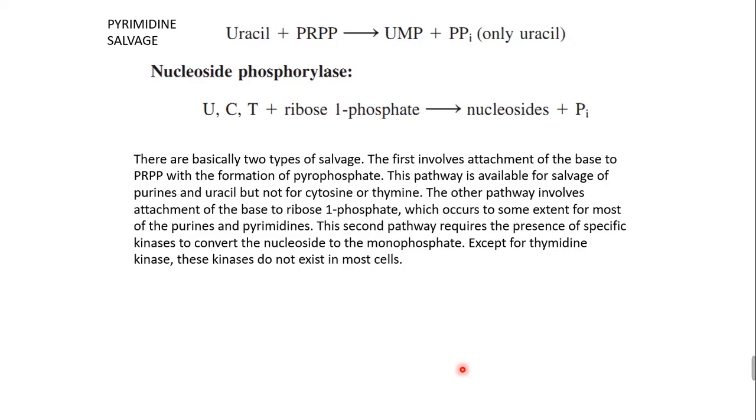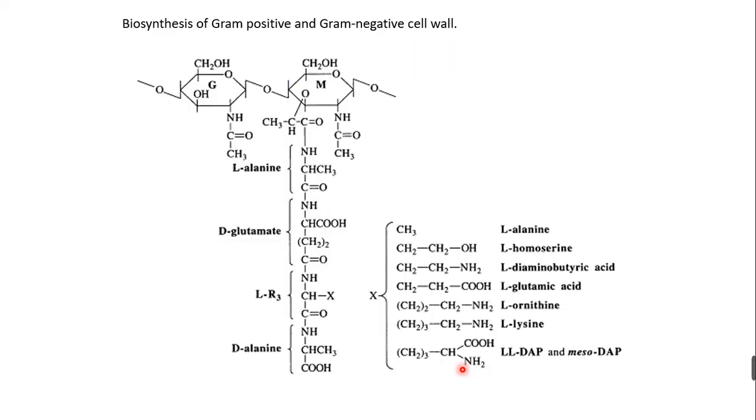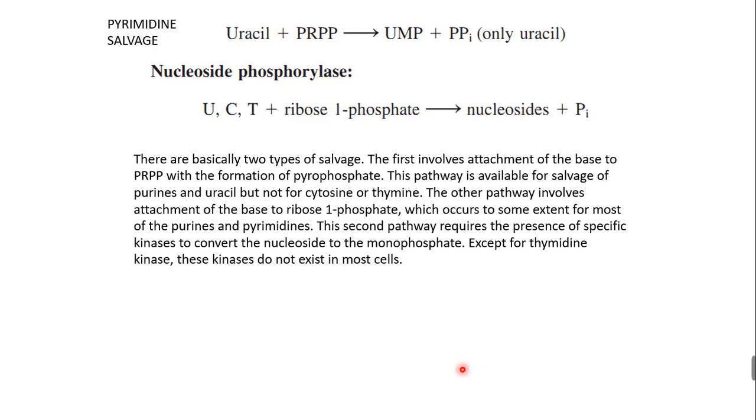Next is the pyrimidine salvage pathway. Uracil plus PRPP converts to UMP and PPi, and this is only for uracil. The next one is nucleoside phosphorylase: uracil, cytosine, thymine plus ribose 1-phosphate synthesizes nucleosides of the respective bases plus Pi. With this we can conclude the nucleic acid bases, and the next topic is cell wall biosynthesis.